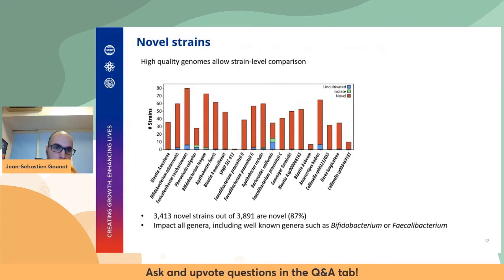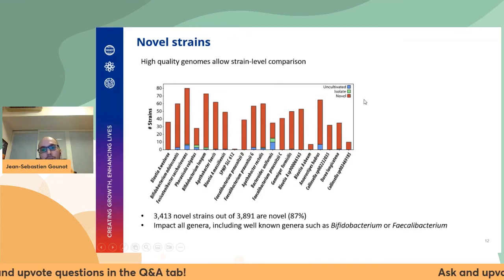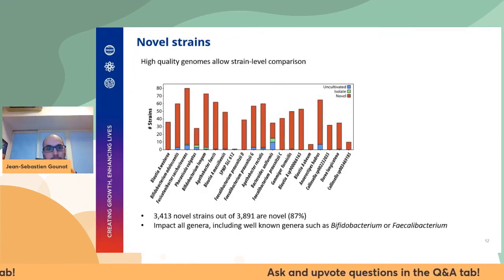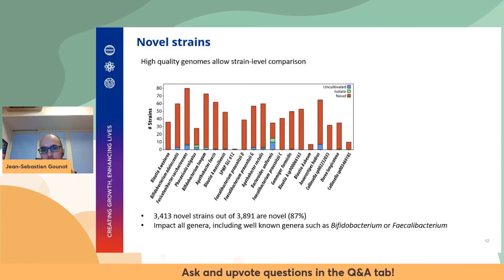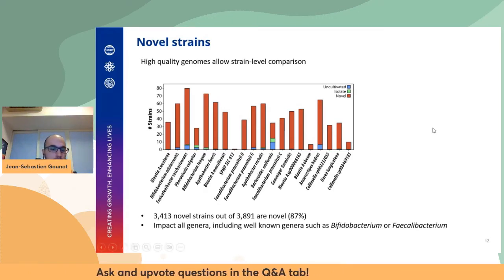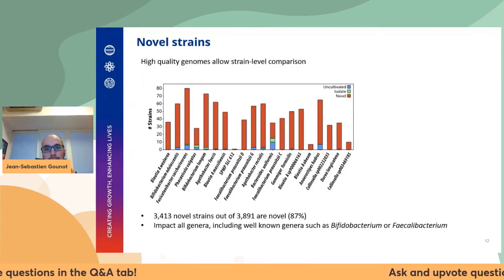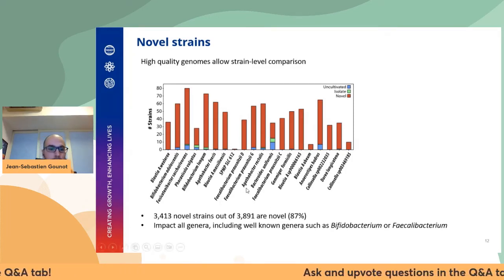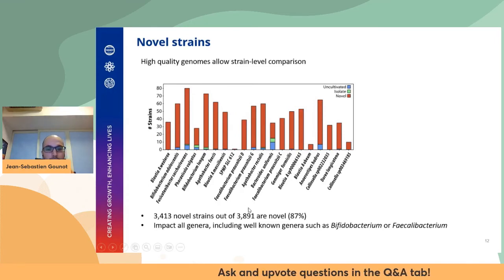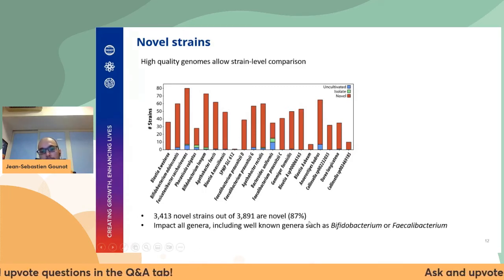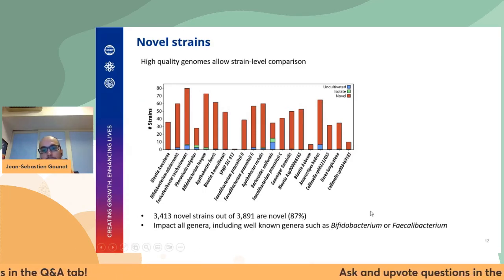So using these high quality genomes, the second thing we wanted to do is see if we can go a bit further about novelty. So we compare all of the genomes to what is already provided with a very similar approach, but with a more restrictive divergence of 1%. And we found out that most of the genomes we have are actually novel, 87% of them, including in very well-known genera such as Bifidobacterium and Faecalibacterium.